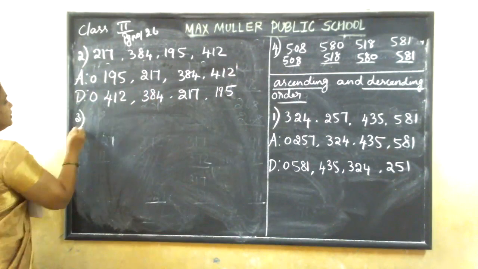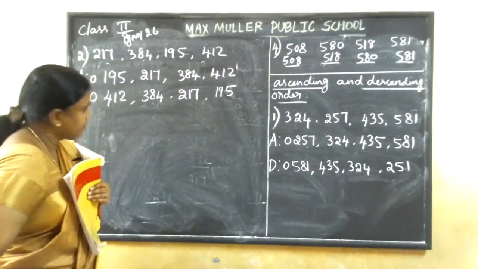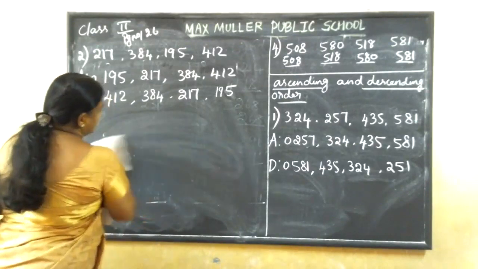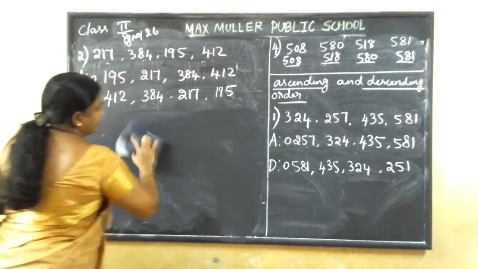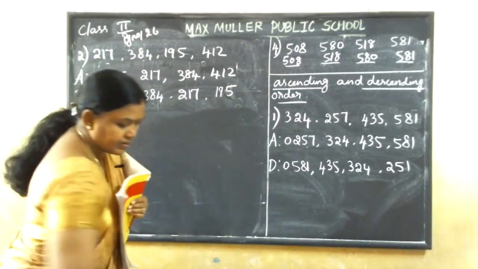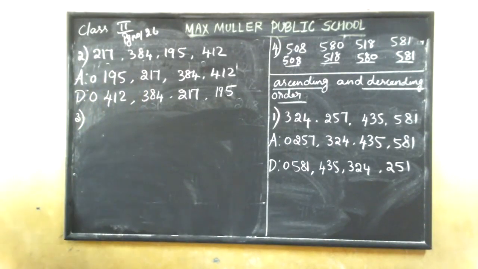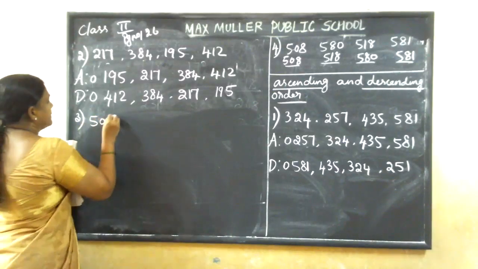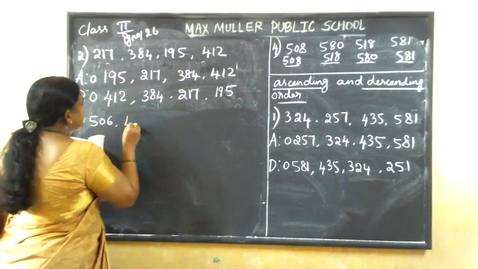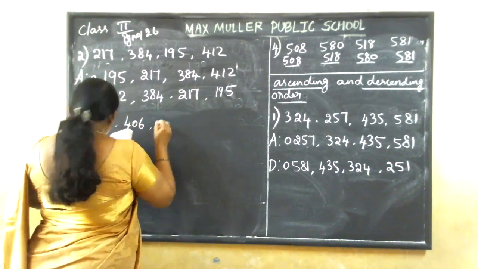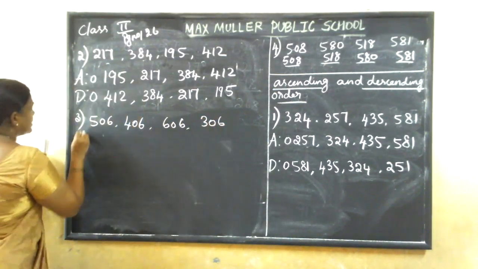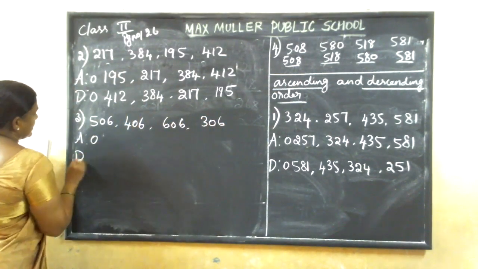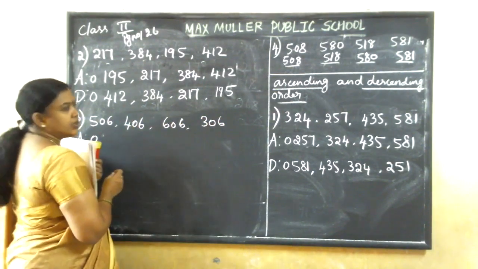Third one. Third one we will do this neatly. Third one 506, 406, 606, 306. See the hundreds place, children. Ascending order and descending order. Ascending order means small to big.